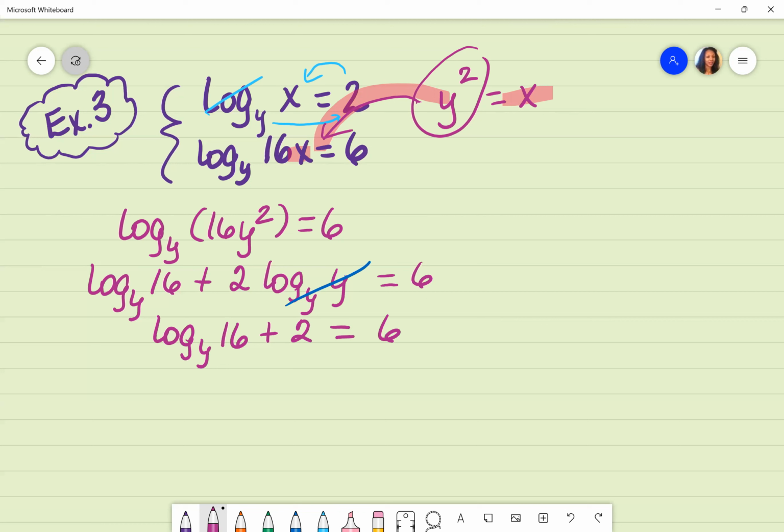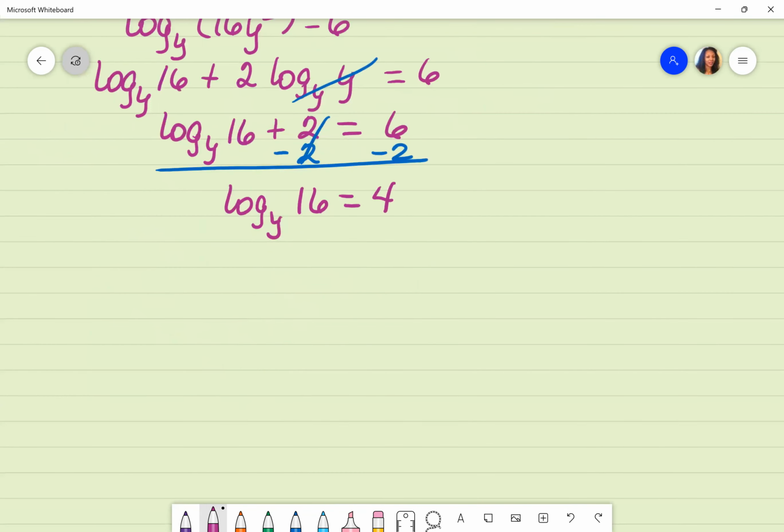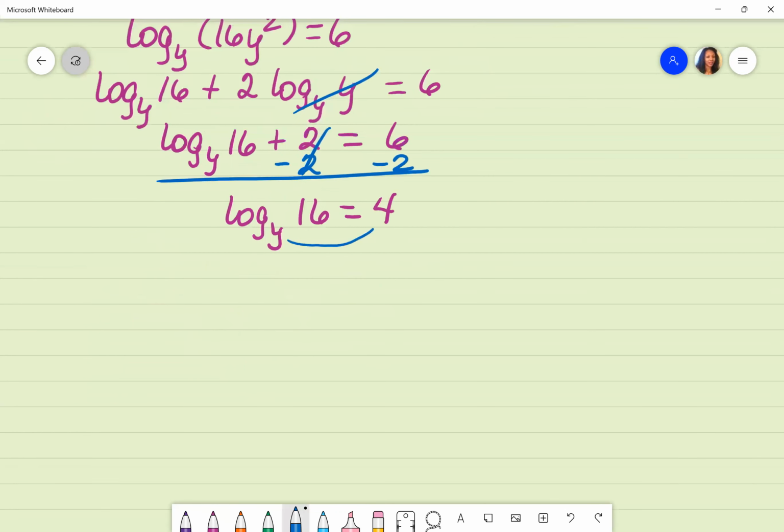I want to get log on the side by itself. So I'm going to subtract 2 on both sides. And I'm left with log base y of 16 is equal to 4. I now want to rewrite this as an exponent. So I'm going to follow the same rule that I did a few minutes ago. I'm going to go from my base across the equal sign and then back over. Sorry about that. And so what that looks like is y, and then I get rid of the log. Y raised to the 4th power is equal to 16.